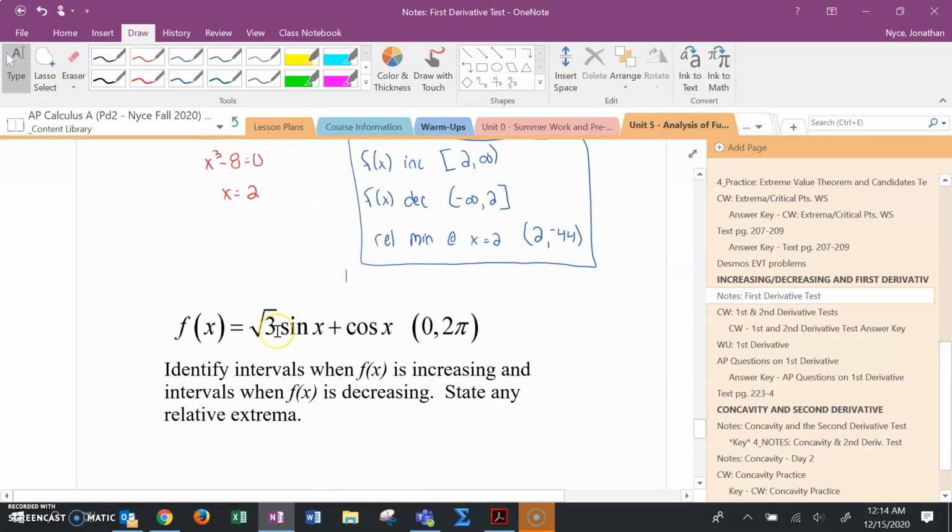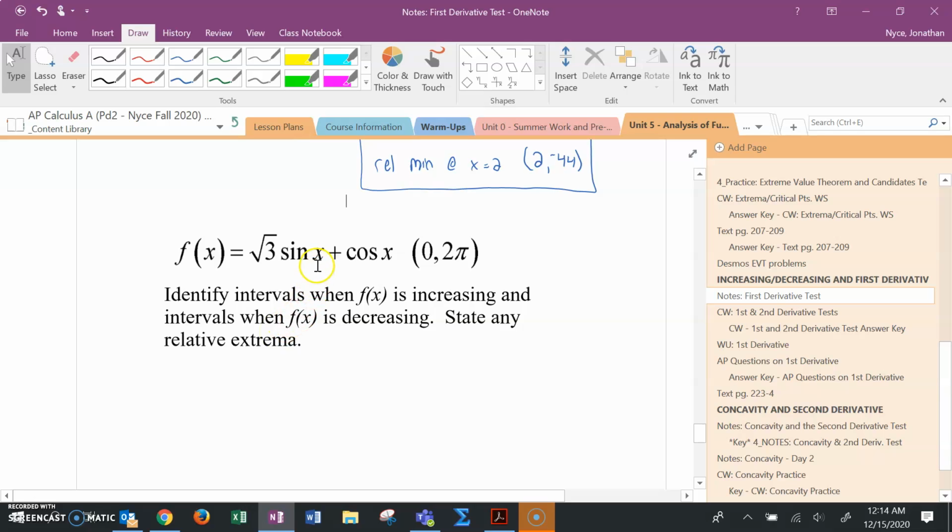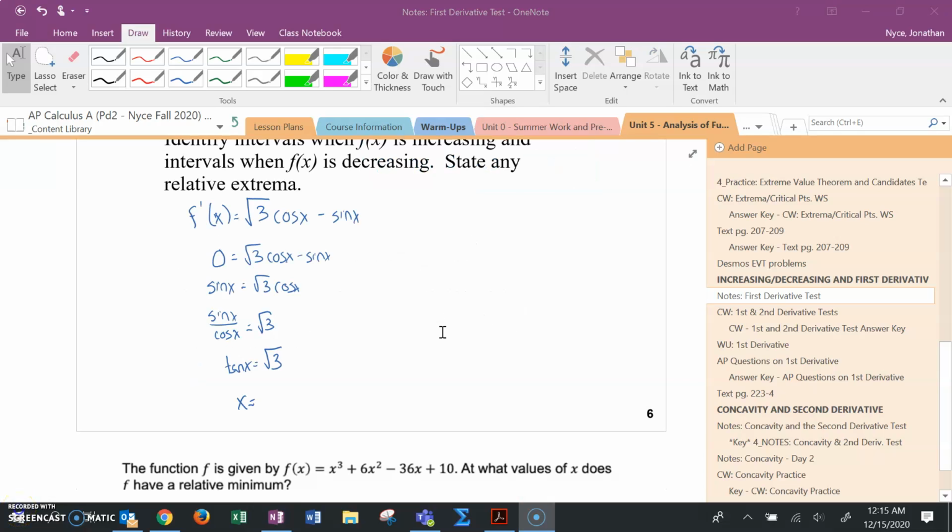Okay, all right, scrolling down, we have f of x equals the square root of 3 times sine x plus cosine x on an interval from 0 to 2 pi. Again, same thing, we want to find the derivative. I'm going to pause this to save a little bit of time and come back with the derivative done.